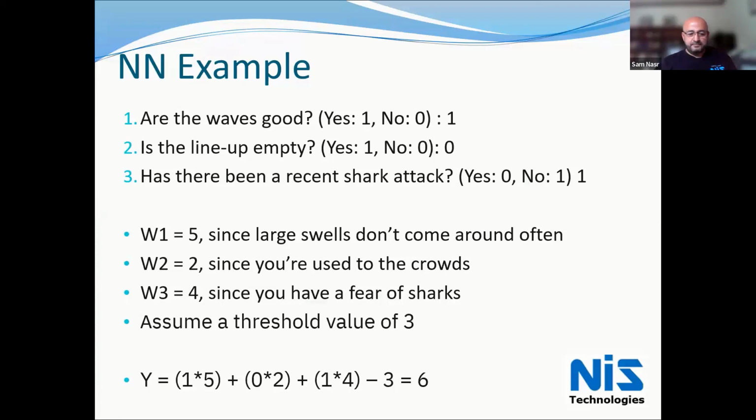And then, for the sake of argument, we'll assume that we have a threshold value of 3, where once my weighted values exceed 3, then I know it's okay for me to go into the water, given all these factors. And so that essentially is building my neural network for the decision-making of whether I'm going to go surfing or not.